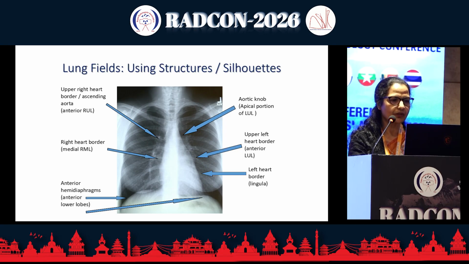Similarly, the right heart border, medial segment of right middle lobe, aortic knob, apical segment of the upper lobe, upper left heart border, anterior segment upper lobe, lower heart border, lingular segment, the anterior hemidiaphragm, they are adjacent to the anterior lower lobe. So any pathology in these areas, these outlines will be obscured, and we call it loss of silhouettes.